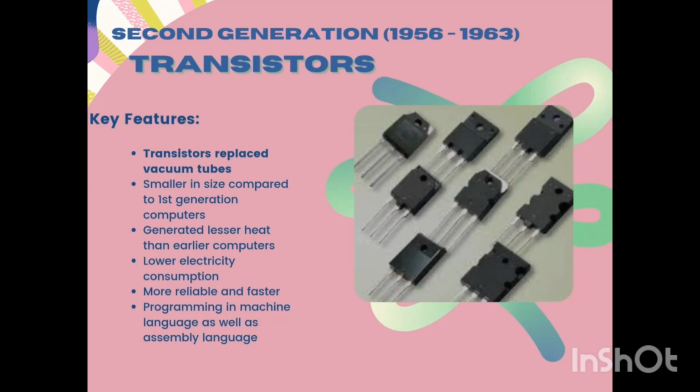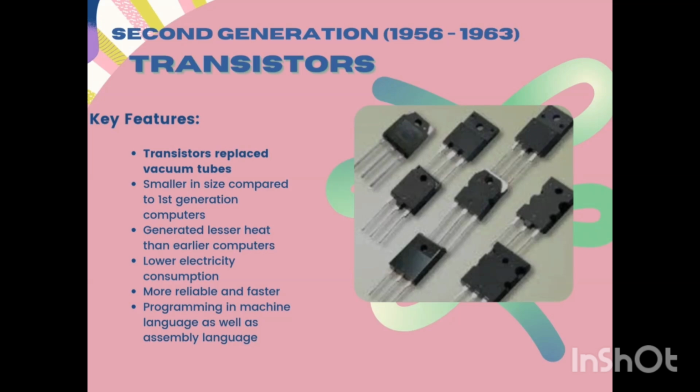Number two, they are smaller in size compared to first generation computers. Number three, second generation computers produced less heat than first generation computers. Number four, lower electricity consumption. Number five, they are more reliable and faster than first generation computers. And number six, for programming in second generation computers, machine language as well as assembly language were used.